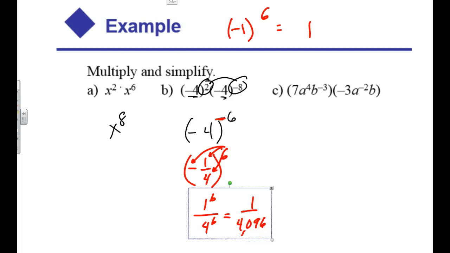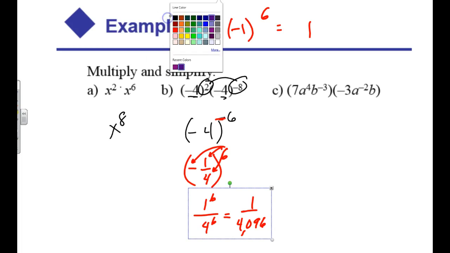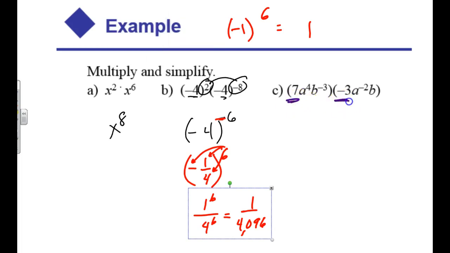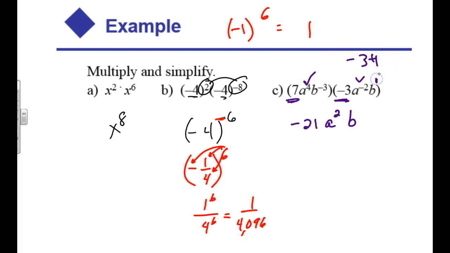Moving on, I have 7 times negative 3, negative 21. Let's look at this. Rewrite the base, which is a, and add the exponents. 4 and negative 2 is 2. Rewrite the base b and add negative 3 plus 1. There's a 1 right here, is negative 2. And generally, we don't like to leave negative exponents. So I would recommend that you rewrite this as negative 121a squared, all divided by b squared.